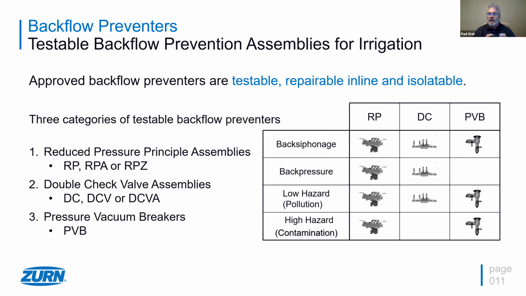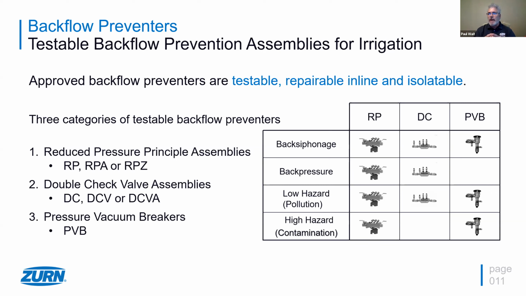Now, these backflow preventers are testable. They're repairable inline, and they're isolatable. They have shut-off valves on them that you can use to isolate these backflow preventers. It's very unique. So when you look at these conditions that we have, the back siphonage, back pressure, low hazard, and high hazard, and we apply them to these three types of backflow preventers, we see that the RP is the one-stop shop. It covers everything: back siphonage, back pressure, low hazard, high hazard.